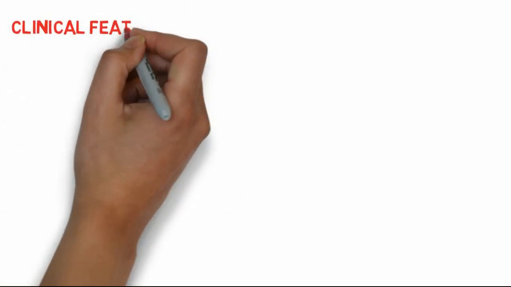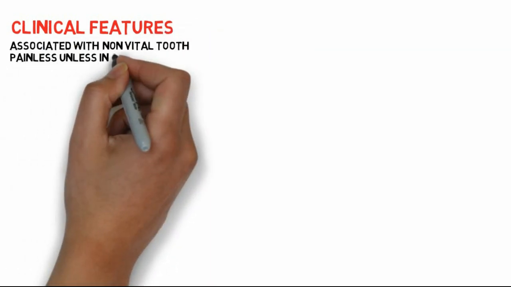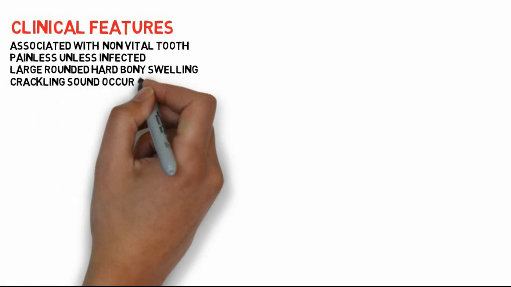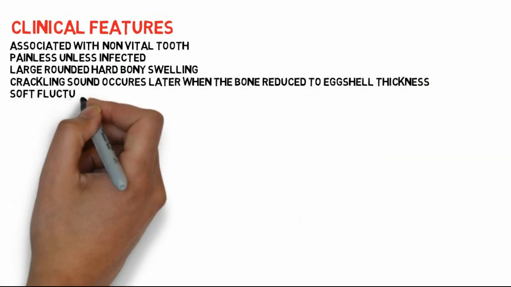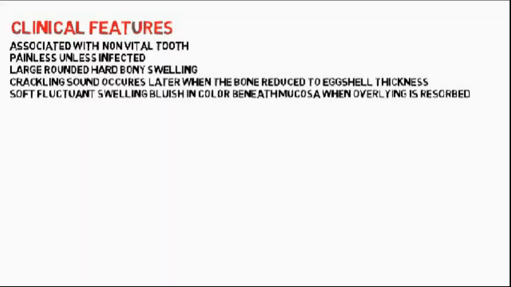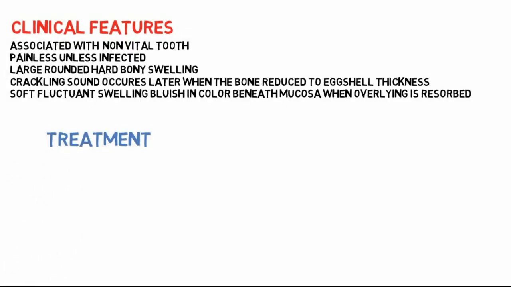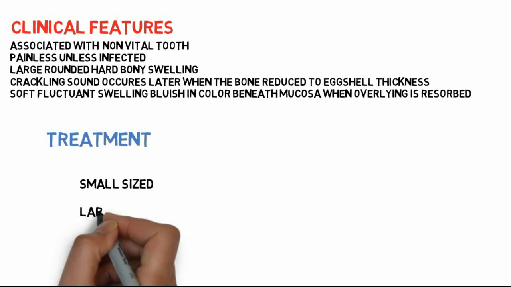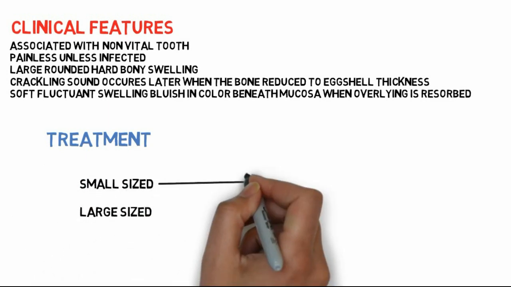Clinical features, associated with a non-vital tooth: painless and less infected. Large, rounded, hard, bony swelling. A crackling sound occurs later when the bone is reduced to eggshell thickness. Soft fluctuant swelling, bluish in color beneath the mucosa when the overlying bone is resorbed. Treatment: small-sized cysts need enucleation, while large-sized cysts need marsupialization.